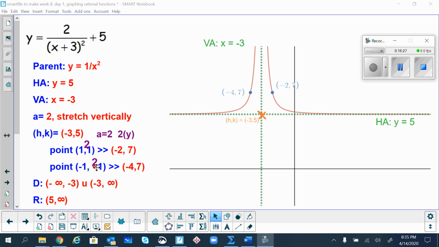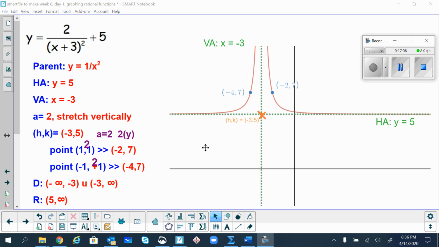Working with the negative 1, positive 1, again, I multiply this y value by 2. So starting from HK, I'm going to go to the left 1 and up 2, and that'll take me to negative 4, 7. So that's my second exact point. Again, we can add these. Negative 3 plus 1 equals negative 2. 5 plus 2 equals 7. For the second point, negative 3 minus 1 is negative 4, and 5 plus 2 equals 7.